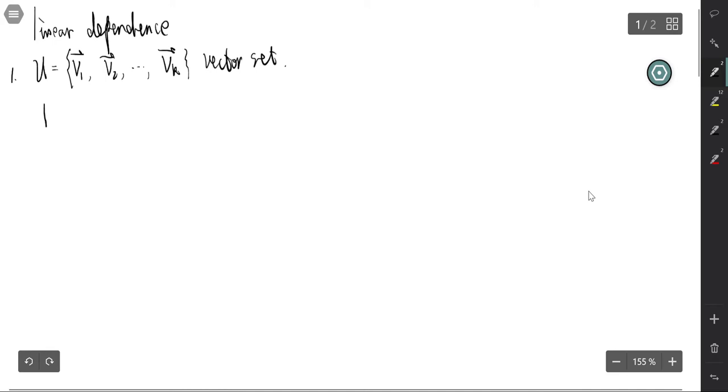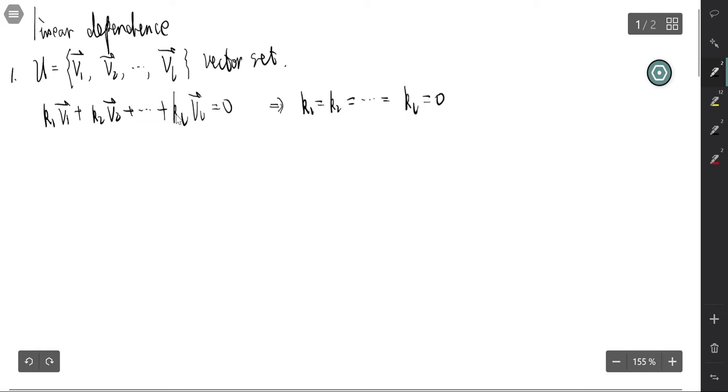If the equation k1 v1 plus k2 v2 plus ... plus kl vl equals zero has only the trivial solution, that means k1 equals k2 equals kl equals zero, then we say that V1 to VL are linearly independent.